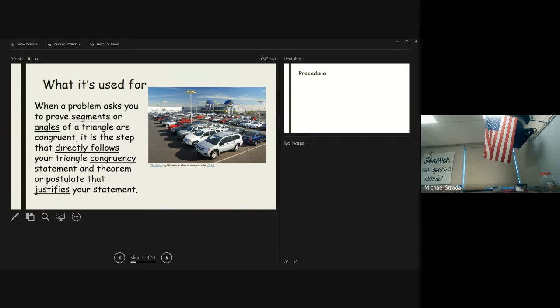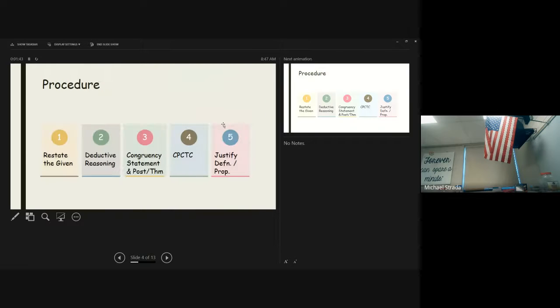All right. Part of this is a review from everything we did before the break. Number one, we state the given, which some people unfortunately did not do on the quiz and lost points. Number two, deductive reasoning. Number three, your congruency statement and postulate or theorem. You need to write the whole word down, go right ahead. Number four is going to be CPCTC. And number five, which we'll focus on tomorrow, is to justify a definition of cost.